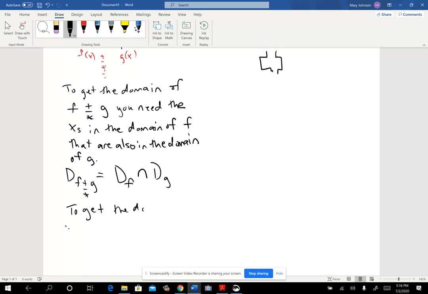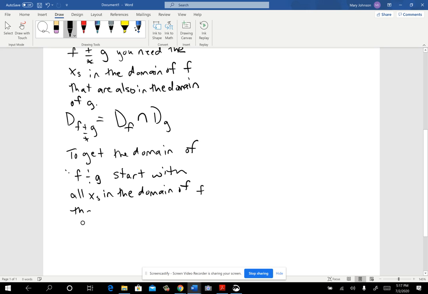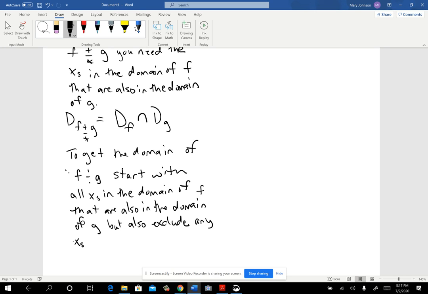To get the domain of f divided by g, start with all x's in the domain of f that are also in the domain of g. So in other words, start with where we left off. But also rule out, exclude any x's making the denominator zero. So if I write it f divided by g, that would be making g of x equal 0. Sometimes you have additional things you have to rule out on that. We're going to work some examples, so I'm hoping that's going to then make it more clear.